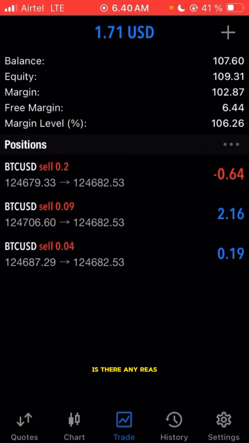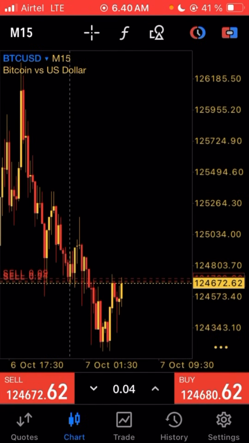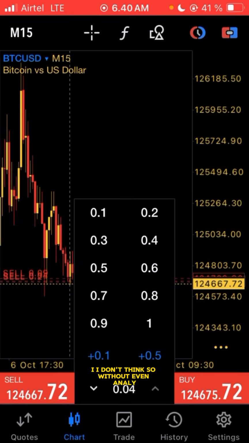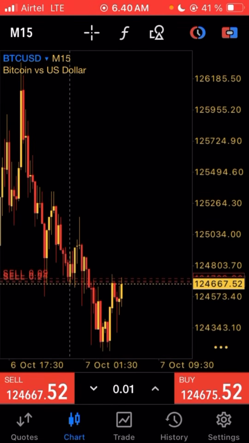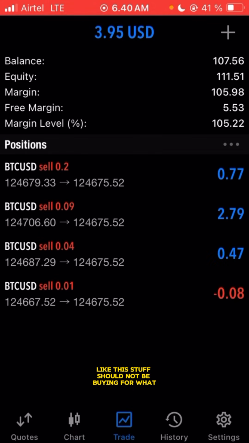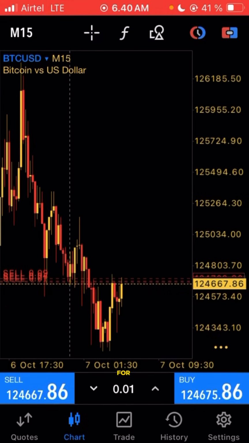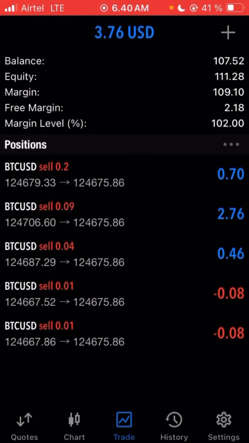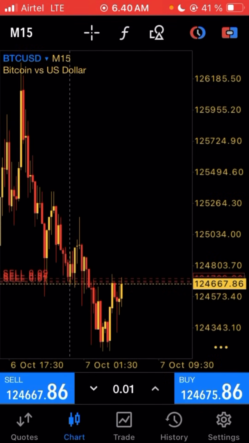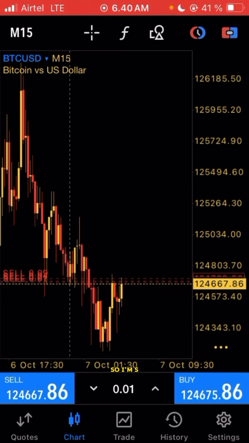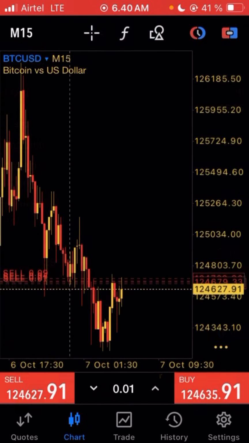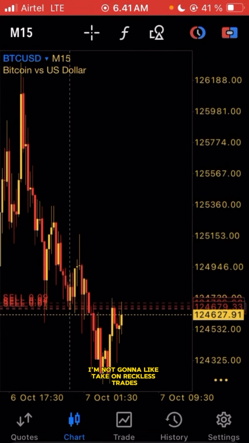Is there any reason to buy in this scenario? I don't think so. Without even analysis, you can have that in mind. This should not be a buy. For what reason? But of course, remember to do your analysis. I've done mine, so I'm safe regardless of what I do. But I'm not gonna take on reckless trades.